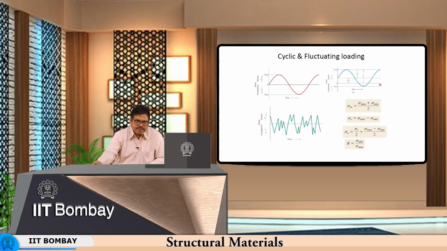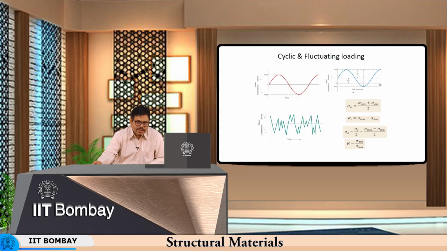The overall range is sigma max minus sigma min, and sigma amplitude is sigma r upon 2, that is, half of that range. So this is the amplitude of the signal of the loading.